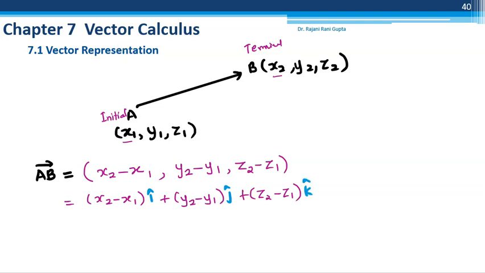Now, if I ask you, what will be the vector BA? What do you think is happening if we write vector BA? The same points, but you are starting from B and reaching A. This is your vector BA, correct? In this, it's AB. This black one is AB.